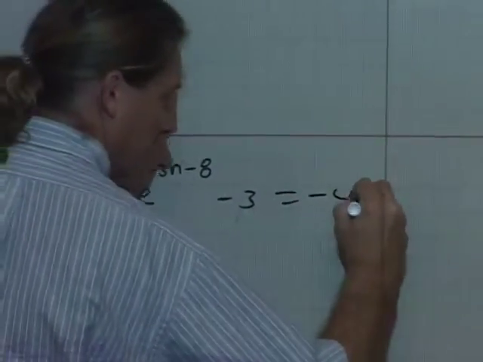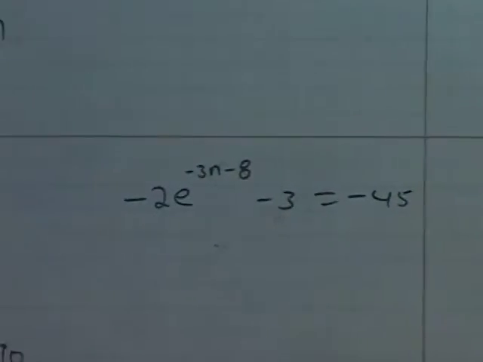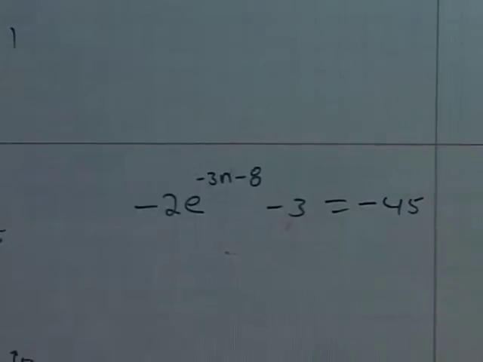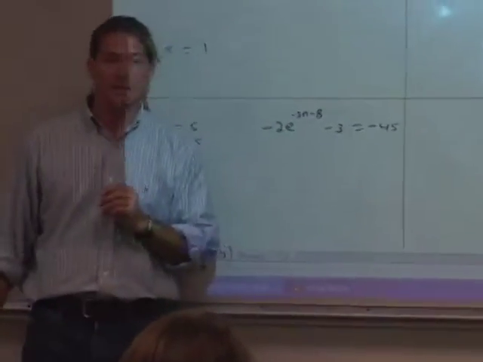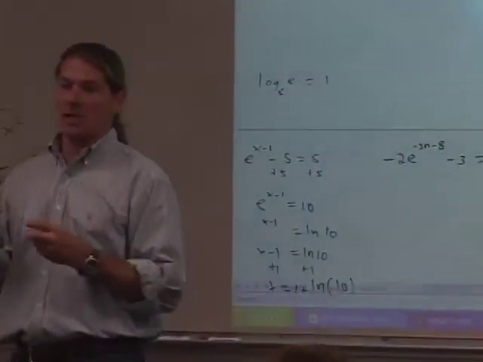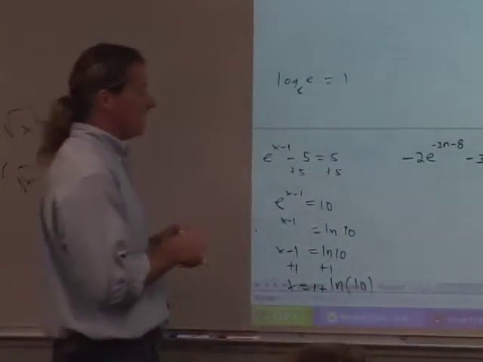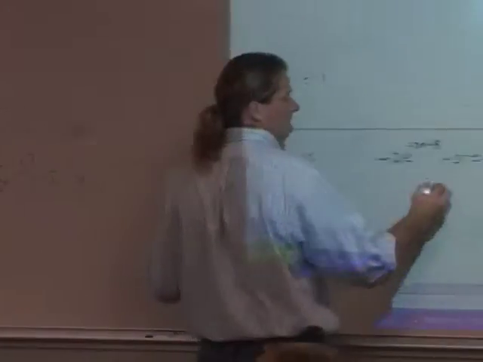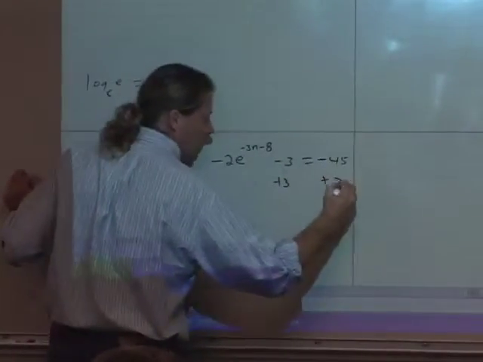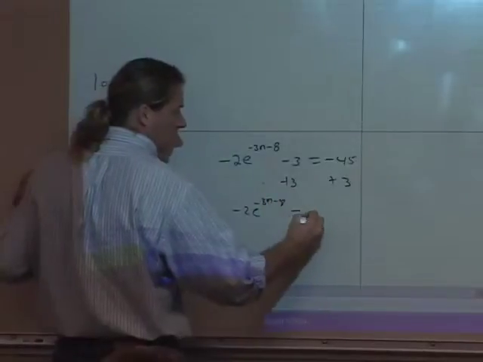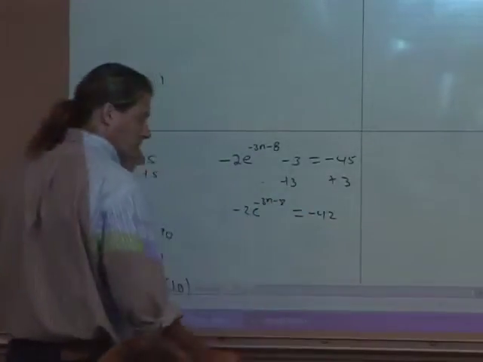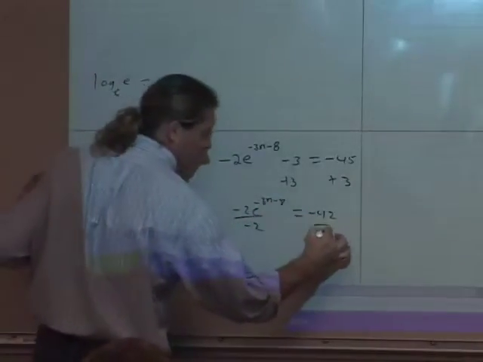Negative 45? Yeah. Okay. All right, this is another great example to start today. It's very much like this one. Instead of just subtracting something, though, they've subtracted and multiplied. So we're going to use the algebra skills we have to basically get the e part all by itself. So the first step here is to add 3 to get minus 2e to the minus 3n minus 8 is equal to minus 42 divided by negative 2.